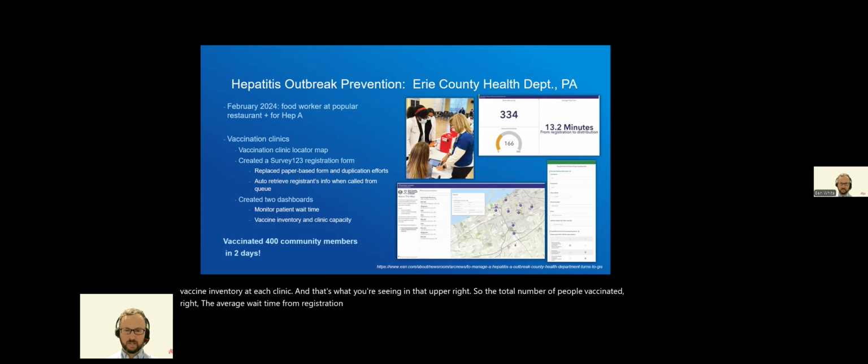So when somebody entered their information, then when they went to receive their vaccine, that information was immediately pulled up for the person vaccinating, right? They didn't have to re-ask information, enter it into a different system, all in the same thing, right? And this overall process was a huge success, resulting in over 400 community members being vaccinated in just 2 days, which seems remarkable to me. Amazing work.